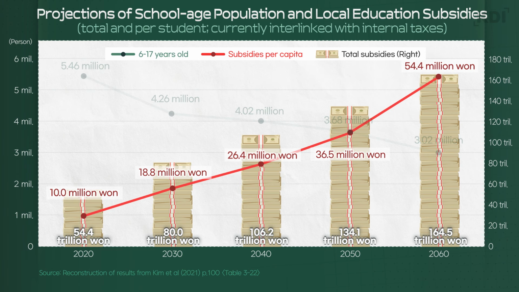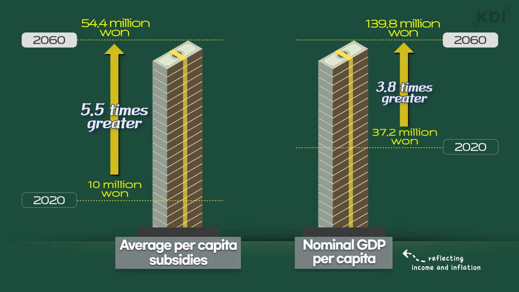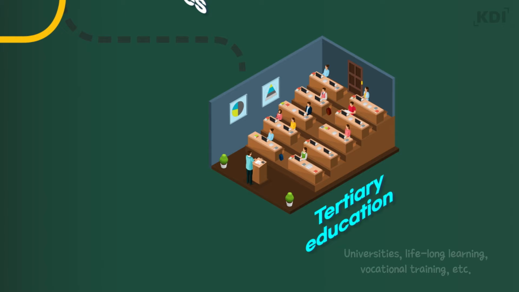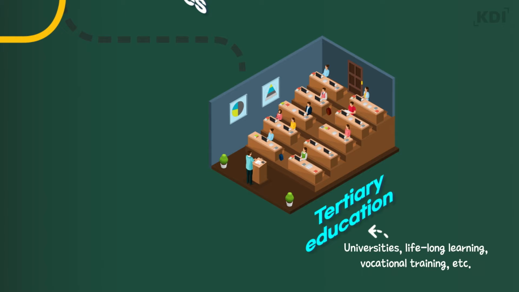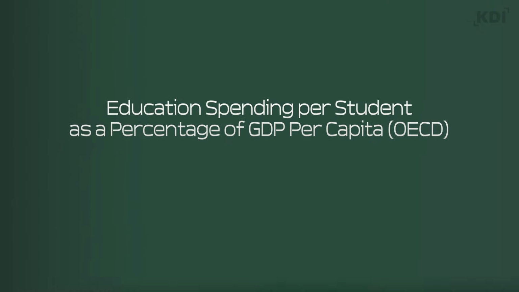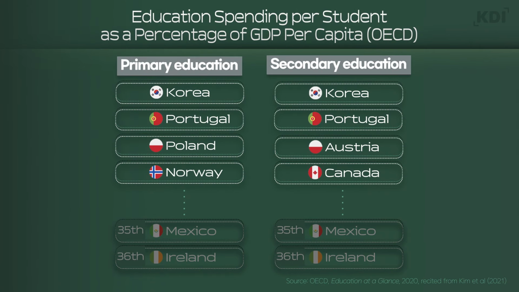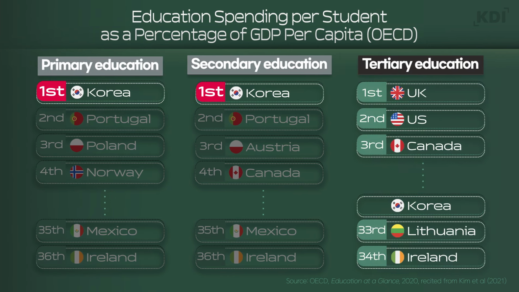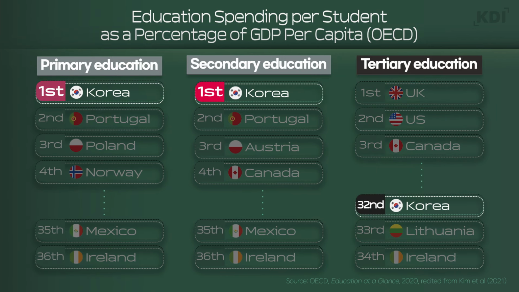This magnitude of growth far exceeds the nominal GDP per capita increase of 3.8 times, reflecting income and inflation during the same period. What is more, now, local education subsidies are limited only to primary and secondary education, so that tertiary education, including universities or lifelong learning, cannot benefit from this financial resource. The result is unbalanced educational spending, as seen in Korea's place among OECD countries, ranking first in primary and secondary education, but remaining in lower rank in tertiary education.